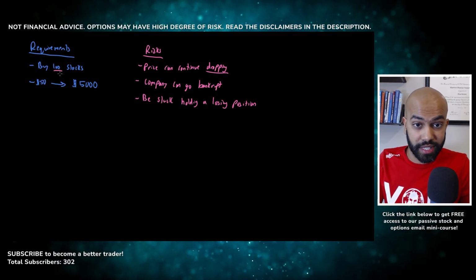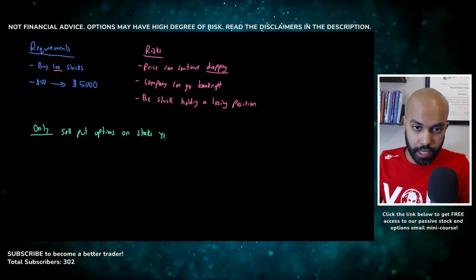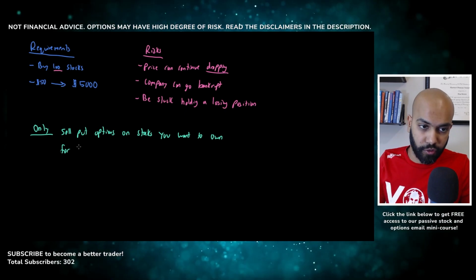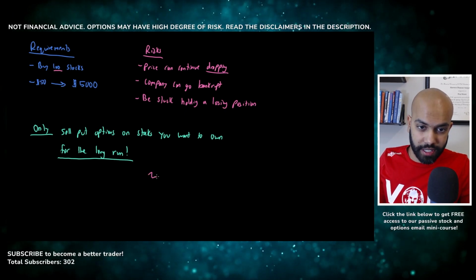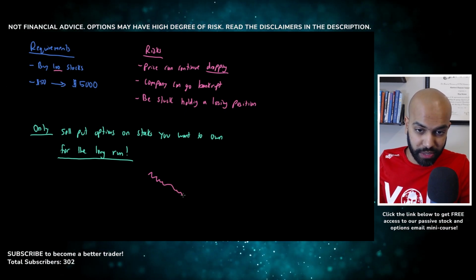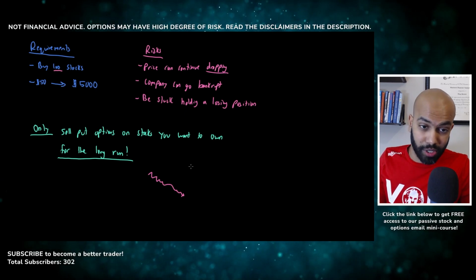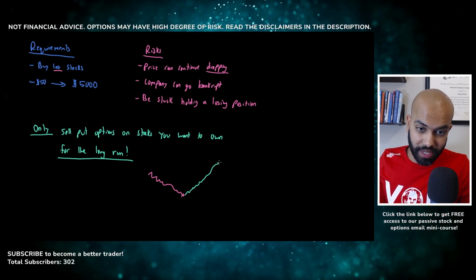So the biggest thing is only sell put options on stocks you want to own for the long run. So as in, if the stock continues going lower and lower, you should be okay holding that because your investment horizon is a few years or maybe up to 10 years, because eventually if you are bullish and you're right, the stock may go up and you'll break even.